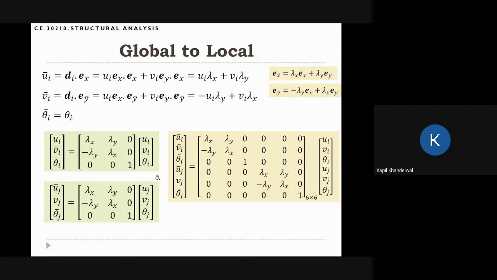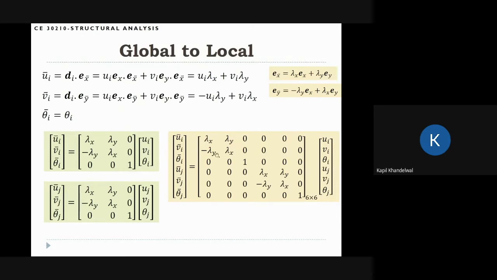Finally, we take these two matrices and express them in a big system. So now I'm putting all these degrees of freedom together: Ui bar, Vi bar, theta i bar, Uj bar, Vj bar, theta j bar. This block is just this 3 by 3 block here, and then I just padded with an additional 3 by 3 block of zeros, because we already know that the I displacement does not depend on the J displacement.